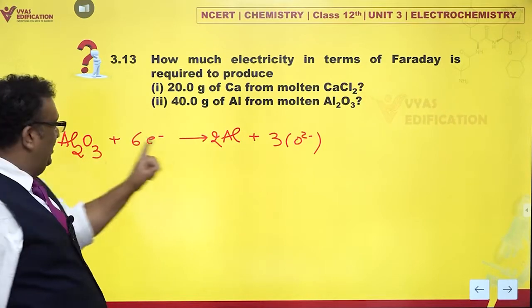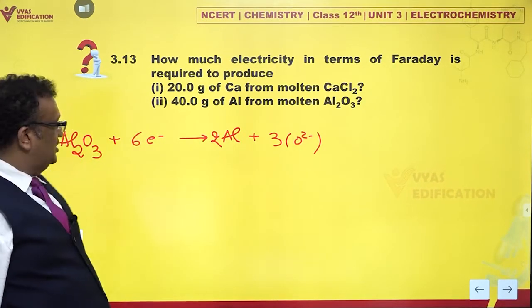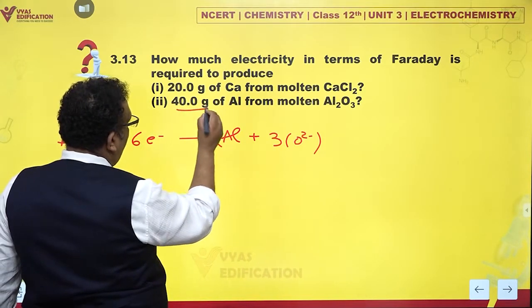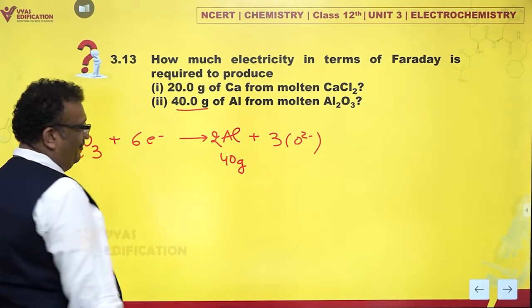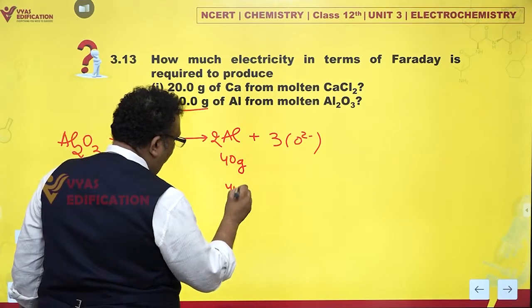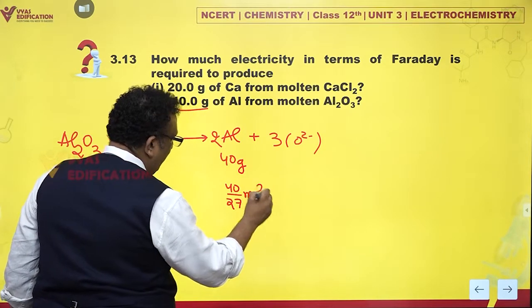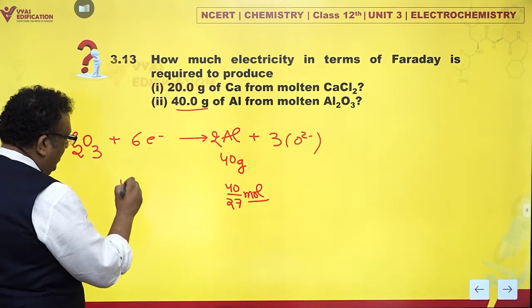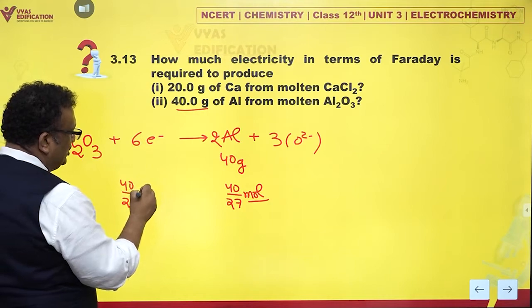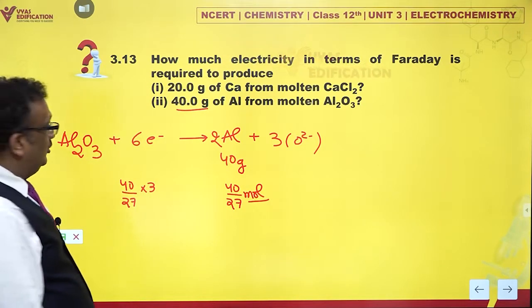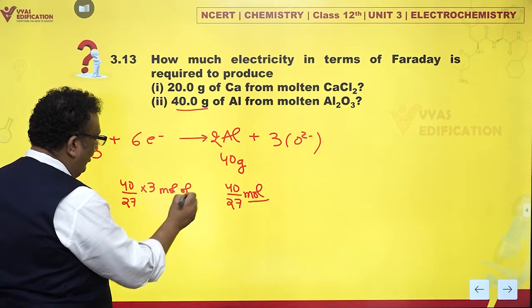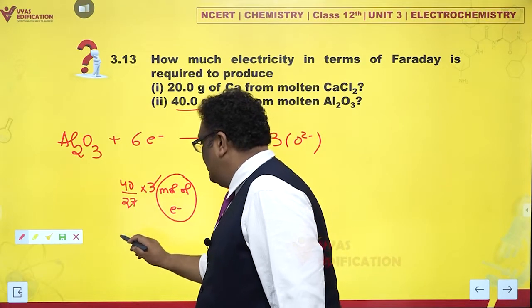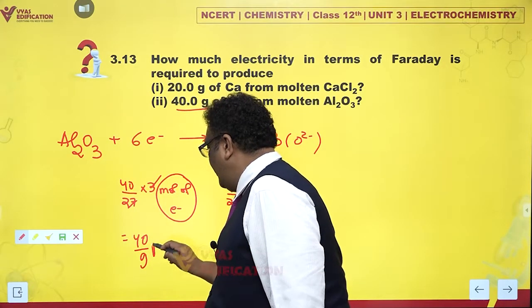So this is the way we can write. Aluminium ions are being reduced to aluminium. Oxide ions are simply released in the solution. I need 6 electrons for that. So if you're planning to get 40 grams of aluminium, 40 grams correspond to 40 by 27 moles because the atomic mass of aluminium is 27. And 2 moles give you 6 moles. So 40 by 27 will give you 40 by 27 into 6 by 2, which is 3 times that, so many moles of electrons. And 1 mole of electrons is 1 Faraday here. So this is 40 upon 9 Faraday.